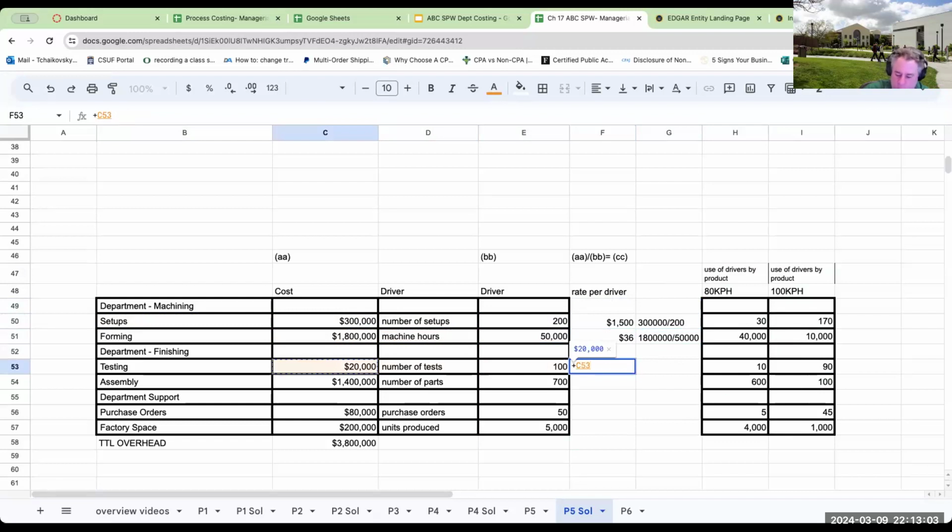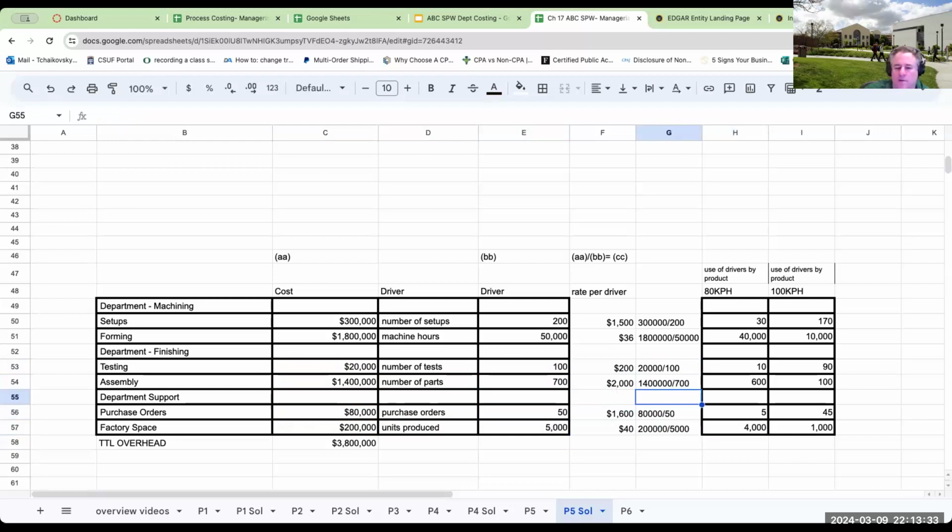This over here is going to be 20,000 divided by 100. This over here is going to be 1.4 million divided by 700, or 2,000. This is going to be 80,000 divided by 50. And this over here is going to be 200,000 divided by 5,000.